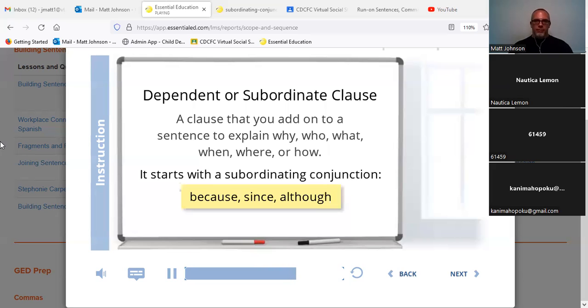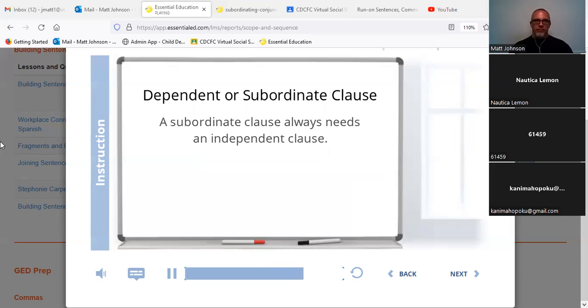A subordinate clause always needs an independent clause. It can't stand on its own. Here's an example. Curtis left because Dwayne was being annoying. The independent clause is Curtis left. The subordinate clause is because Dwayne was being annoying.